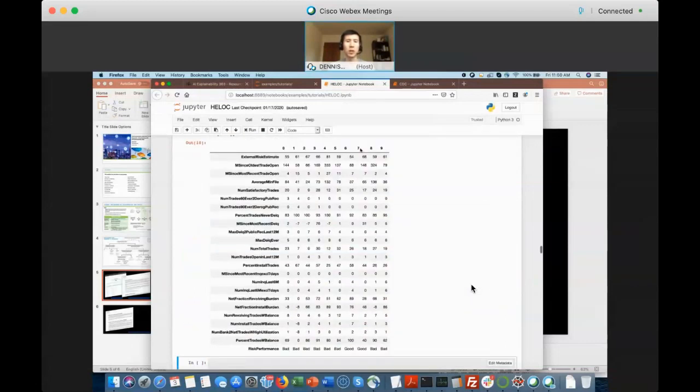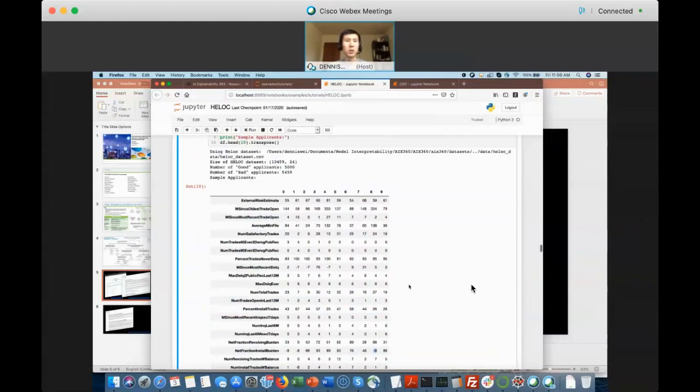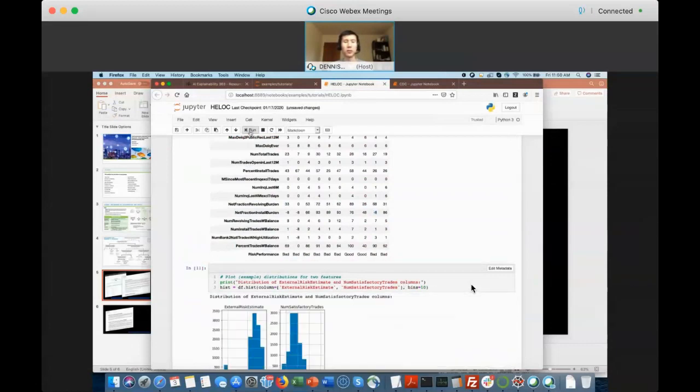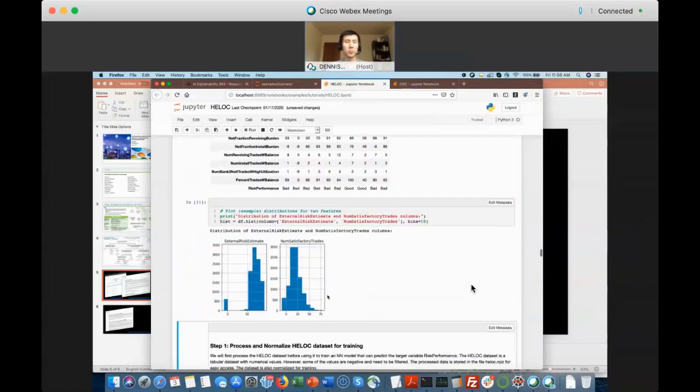Here again is a snapshot of the data, the first 10 applicants. You can even see some of these special values, like here is a -8, for example. You can also look at a histogram of some of the features. These are some features that we've talked about already: external risk estimates and number of satisfactory trades.